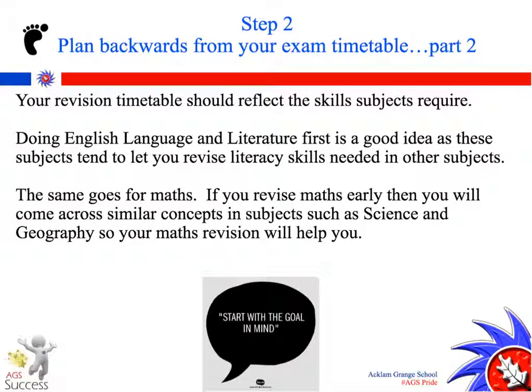Step 2, though, has also got to do with planning backwards from your exam timetable, because actually a really productive revision timetable should reflect the skills that your subjects require. So for instance, I'm not just saying do English language and literature early because I obviously teach this subject, but actually it's a very good idea to do English language and literature first, because these subjects tend to let you revise the literacy skills that you need for other subjects, other humanities and heavily literacy-based subjects.